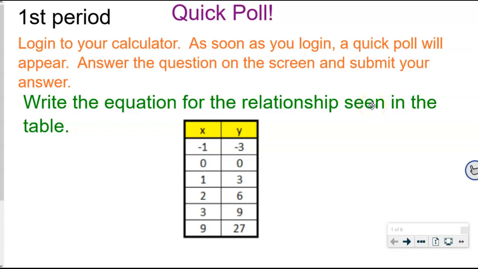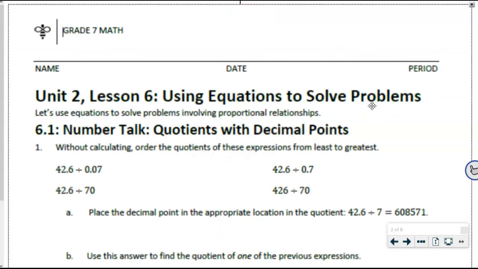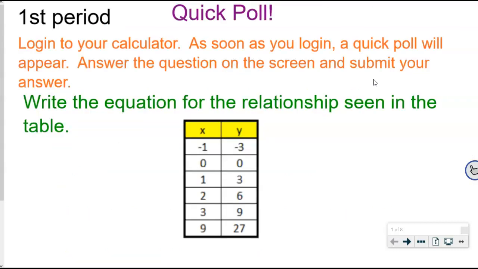Okay, this is Open Up Resources, Unit 2, Lesson 6, Using Equations to Solve Problems. This is for 7th grade math in our proportions unit. To get started, we are going to review what we've covered in the last couple lessons. Since today's lesson is going to be about using equations, we need to be proficient at writing equations.